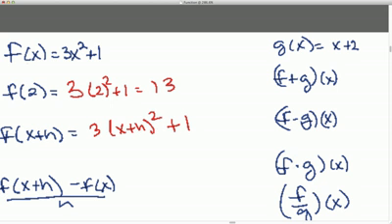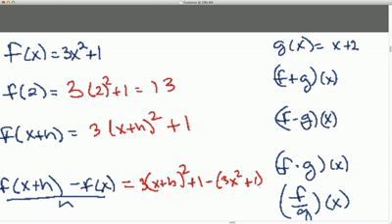If I have 3 times x plus h squared plus 1, again, this is just a concept video, so I'm not going to actually evaluate it all, but you would end up foiling this out and then combining your like terms. Then you would take that minus your function, so it would be the 3 times x plus h squared plus 1 minus the whole function. A lot of people forget this parentheses. Don't forget it. It'll mess you up.